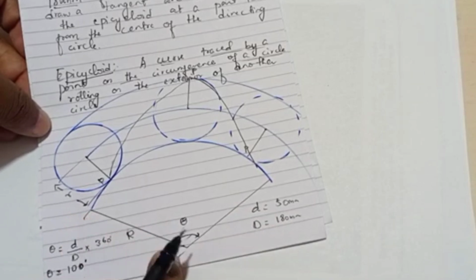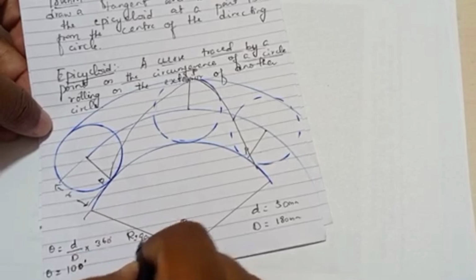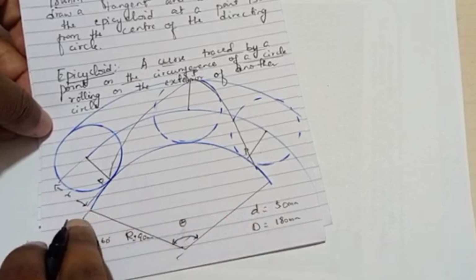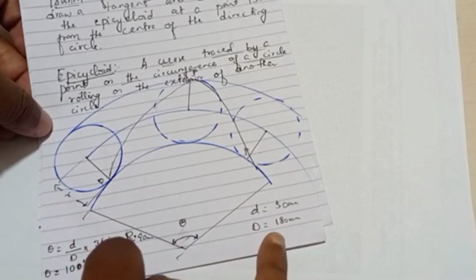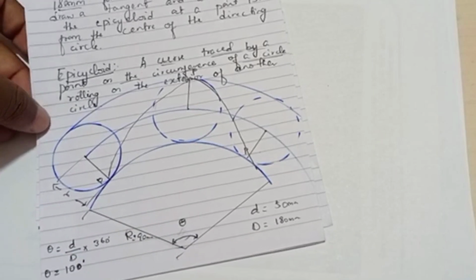That means first I will take a radius R equal to 90 mm, and then draw an arc for 100 degrees. And then after that, from one end, I will consider a radius of 25 and draw a smaller circle. Okay, and then the procedure starts.